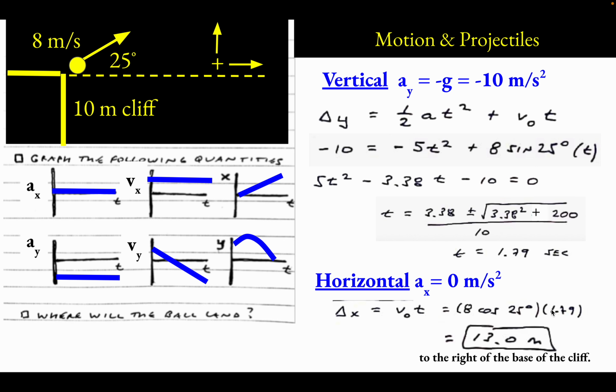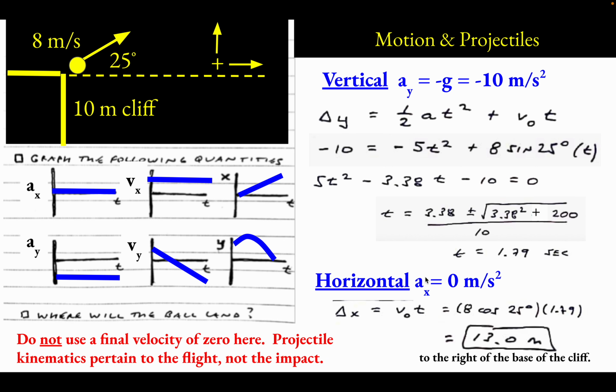The only thing people really screw up on this stuff is, well, do not use a final velocity of zero here because the projectile kinematics pertain to the flight, not to the impact. The kinematic equations work for stages of motion where the acceleration is constant.